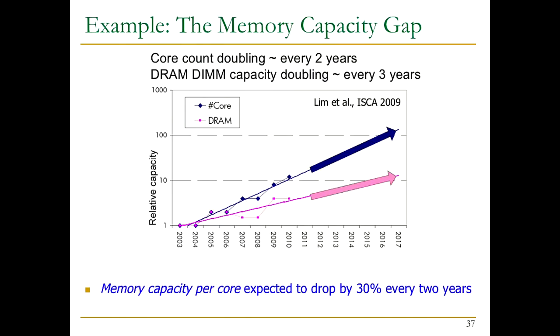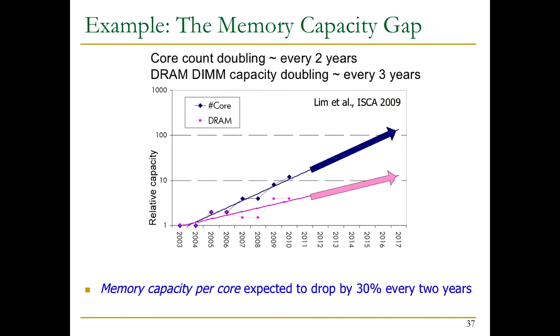Okay. So let me give you some trends. So this is one trend. This is from an ISCA paper that was published in 2009 by HP Labs and University of Michigan. What they looked at is they basically plotted the core count and DRAM capacity, DIMM capacity. We'll talk about what a DIMM is later on. But basically, it's a DRAM module.